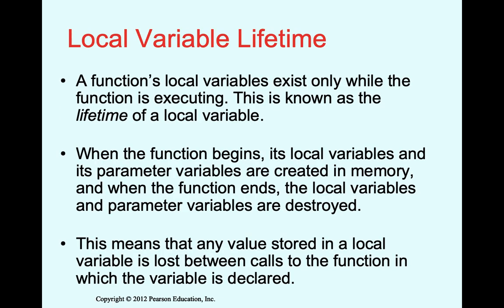So the local variable lifetime: a function local variable exists only when the function is executing. So imagine we have a local variable for one function. If this function is executing, the variable is alive. After the function is finished from execution, the variable will not exist anymore. So we call this the lifetime of the local variable. When the function begins, the local variable and its parameter are created in the memory, and when the function ends, the local variable and parameter are destroyed from the memory because we don't need them anymore.